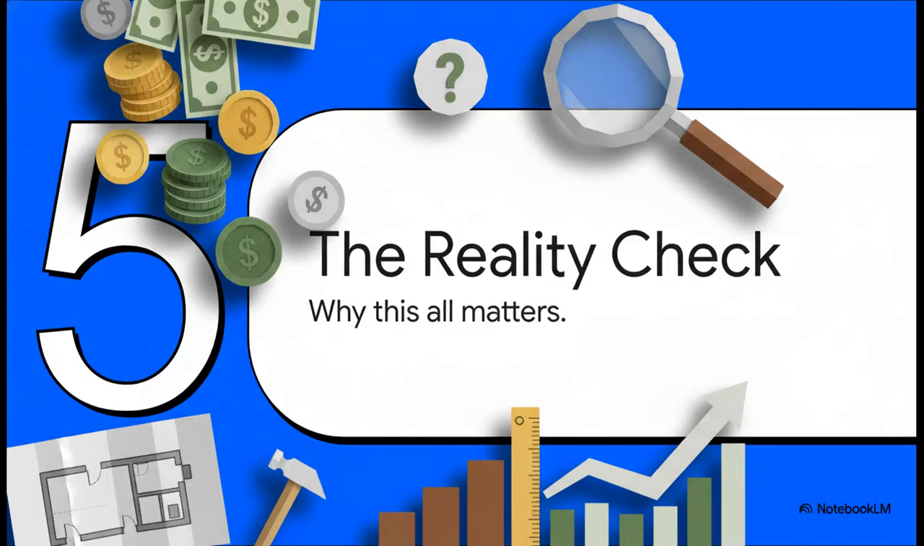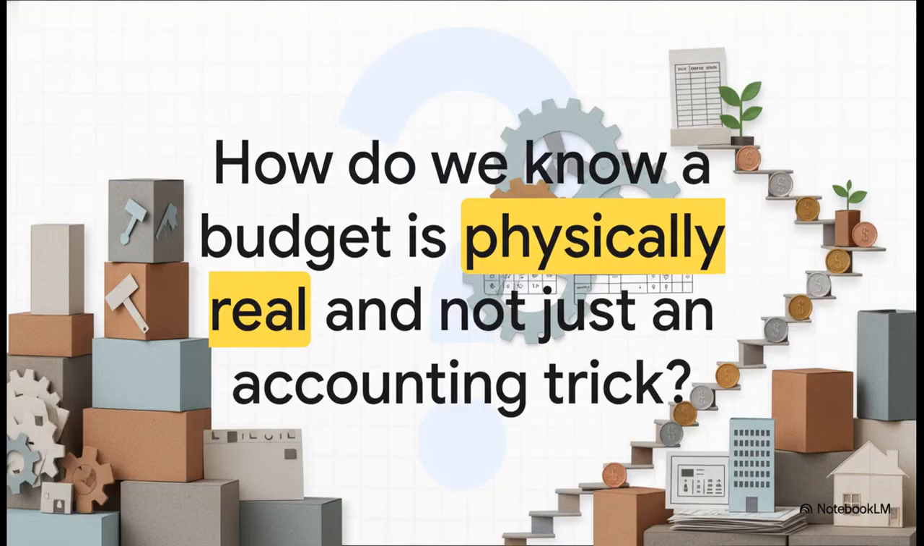Okay, let's land the plane. Final section, the reality check. Let's pull this all together and see why it matters and where we go from here. This whole idea that we can choose a budget to tell a certain story, well, it leads to a pretty serious question, right? If we can just pick and choose, how do we know any of this is physically real? How do we know we aren't just playing an accounting game?